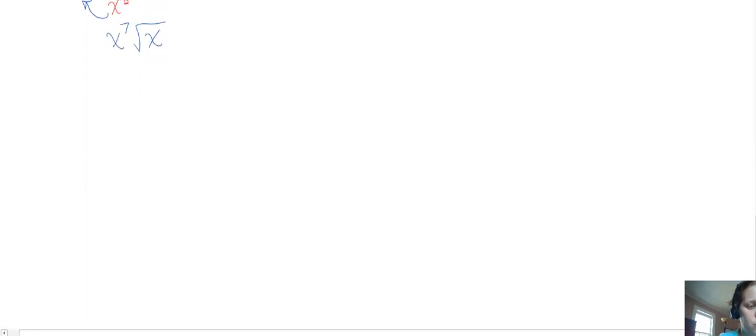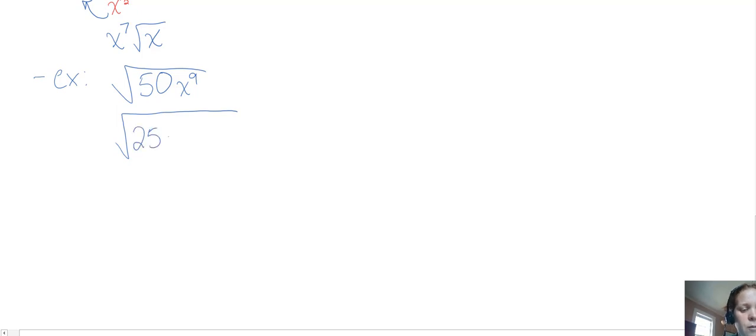Okay, 2 more. How about this? Let's combine now. Square root of 50x to the 9th. Okay, so let's do some breaking down. So 50 breaks down to 25 times 2. X to the 9th breaks down to, so the next even number below 9 would be 8. So x to the 9th, I'm going to break down to x to the 8th times x.